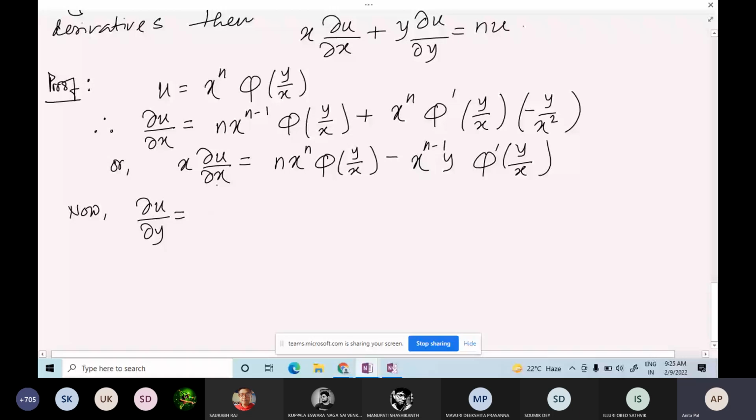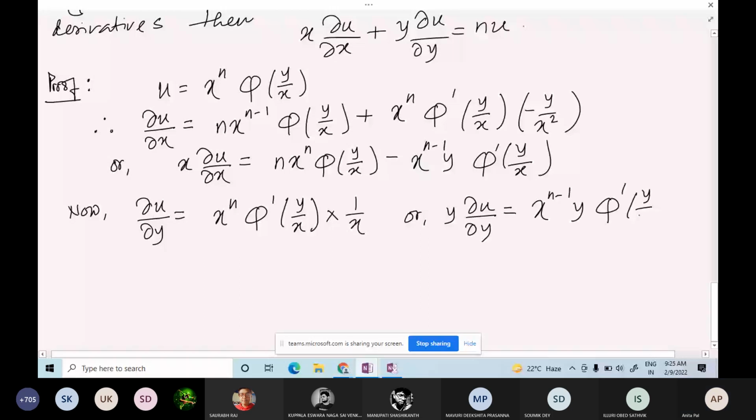So next we are going to differentiate with respect to y. If you differentiate partially with respect to y, what will we have? We'll have x to the power n phi dashed y by x into 1 by x. So what will be y del u del y? It will be x to the power n minus 1 into y phi dashed y by x. I can write this.